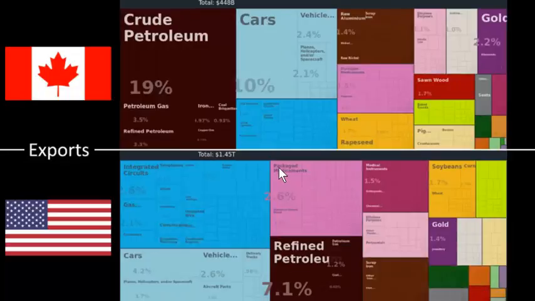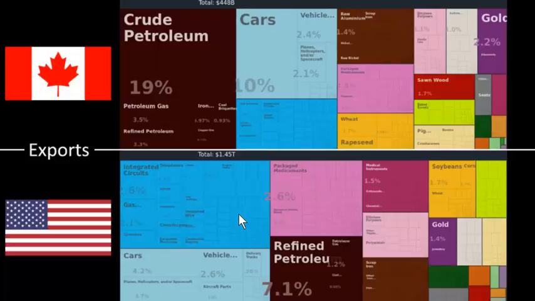Now we can break those down even further by taking it one step further. Crude petroleum is number one in terms of Canada's exports. Number two is cars. But nonetheless, we see crude petroleum is a big number compared to the rest of them. Down at the bottom, oil and petroleum and gas is also the United States' number one export in terms of one particular commodity.